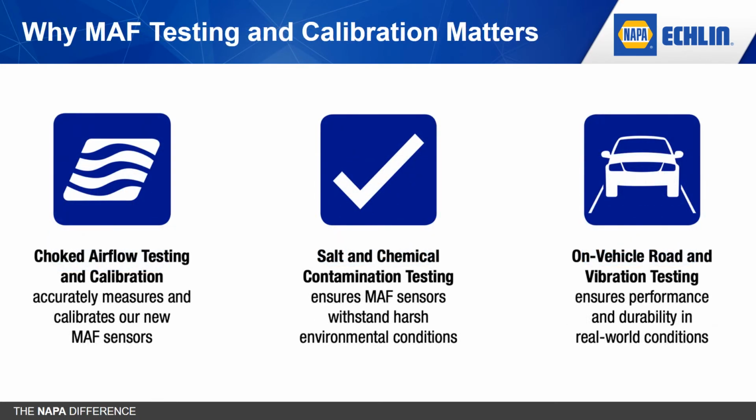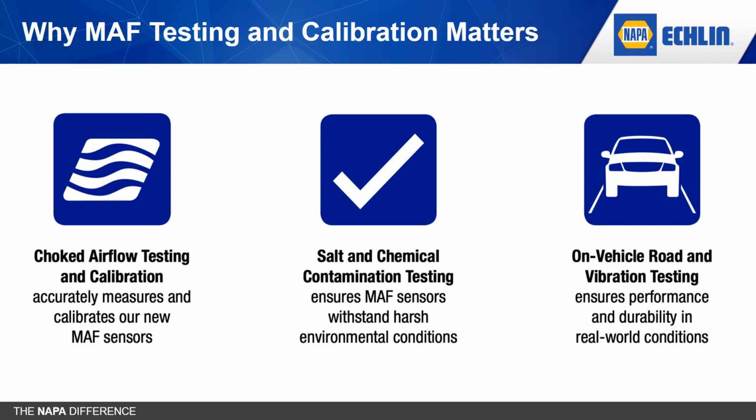Another feature of the NAPA Echlin new mass airflow sensor is our precise testing and calibration. This is what sets NAPA Echlin mass airflow sensors apart from the rest. With on-site engineering, design, and testing labs at our ISO TS 16949 and ISO 14001 certified manufacturing facility, NAPA Echlin is able to produce 100% new mass airflow sensors that precisely match the OE output and perform flawlessly under all operating conditions. Here are just a few of our testing and calibration techniques.